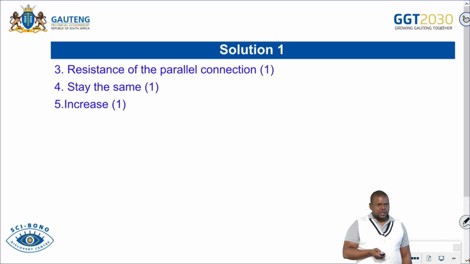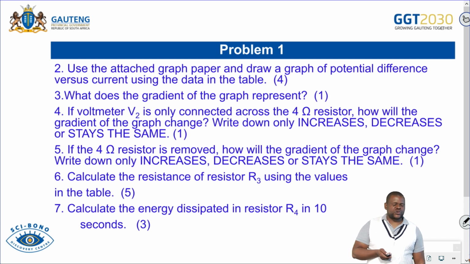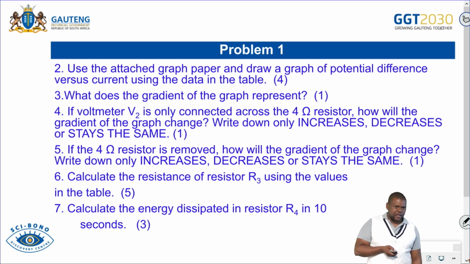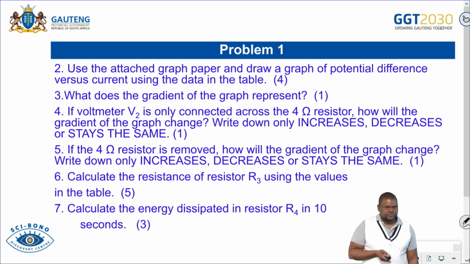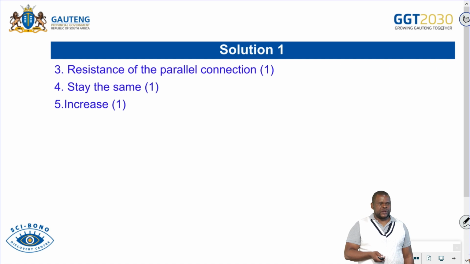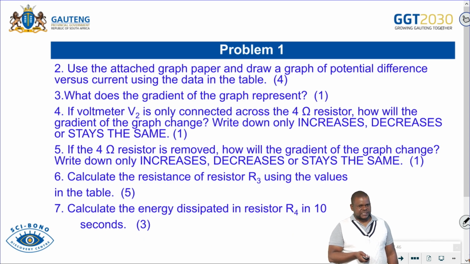Then question five says, if the 4 ohm resistor is removed, then what will happen? Will the gradient of the graph increase, decrease, or stay the same? The answer says it will increase. Are we together? Yes.